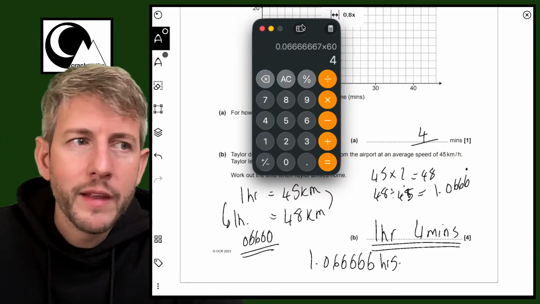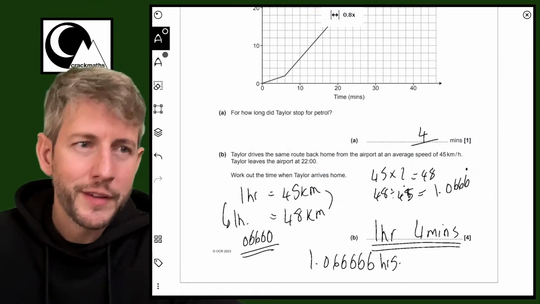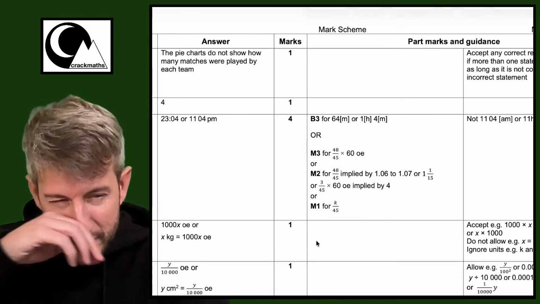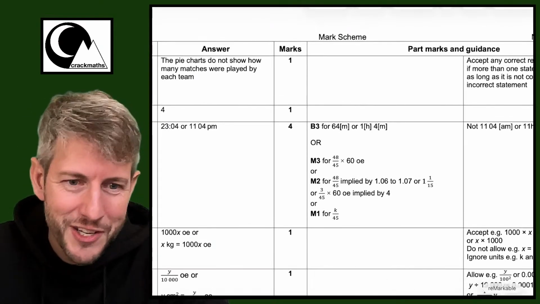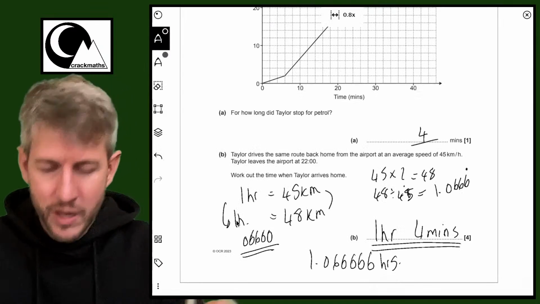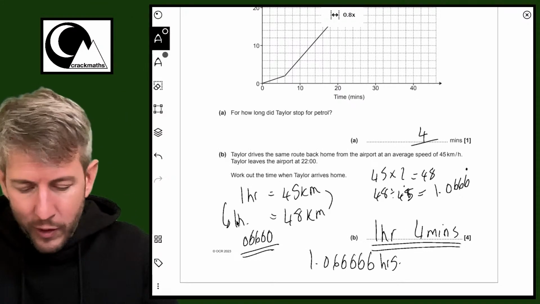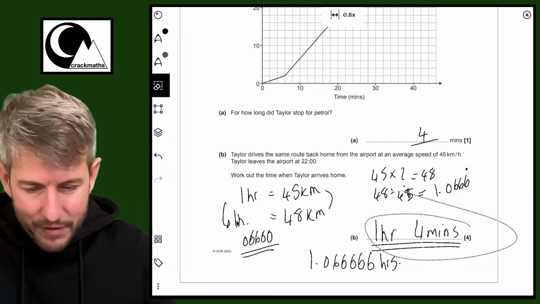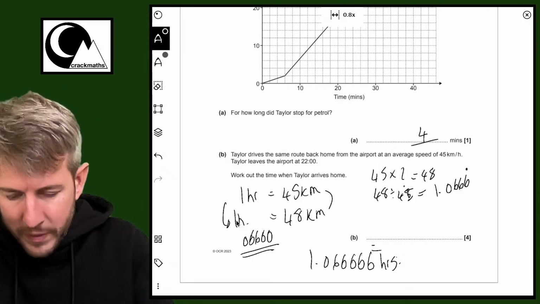Okay, right. Let me remove that here, and then let's mark that just to check that they're correct. Oh no, I didn't finish the question. Right, 1 second. So 1 hour, 4 minutes. She leaves at 22. What time does she arrive back? So it's 1 hour, 4 minutes.